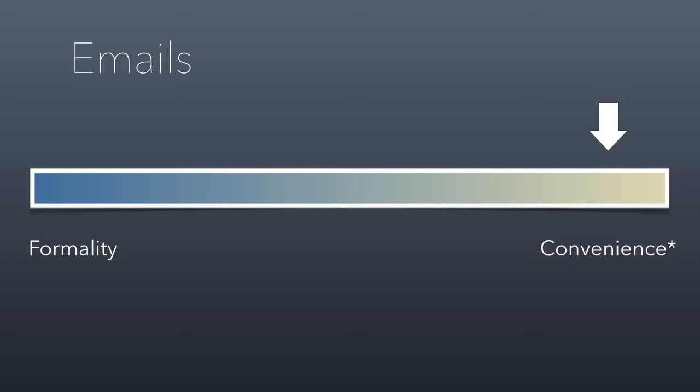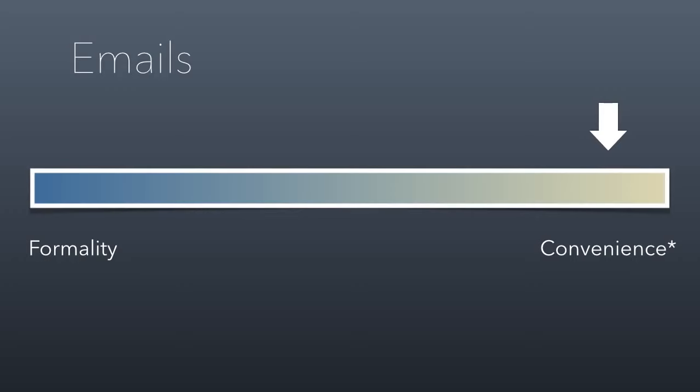So last, let's talk about emails. Where emails fit on our scale of formality to convenience is way to the right on convenience. They're very convenient methods of communication. The truth is, nowadays a lot of people in your generation and younger feel they're even less convenient because text messaging and other forms of communication are far more convenient. But within an office in a professional setting, emails are the most common, easy way to communicate with other people.